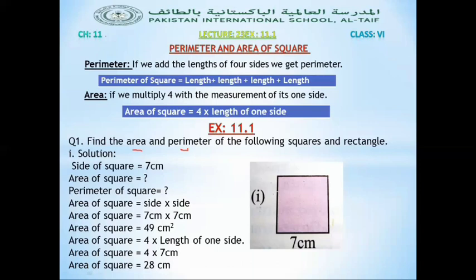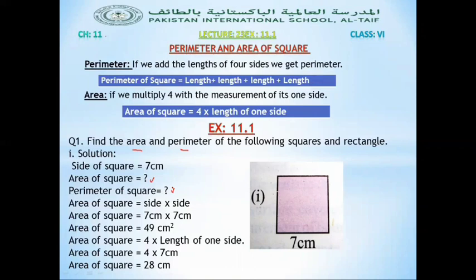Dear students, here you can see this figure. The length of one side is equal to 7 centimeters. We have to find its area as well as its perimeter. Here I have mentioned question mark, area of a square, and here question mark, perimeter of a square.